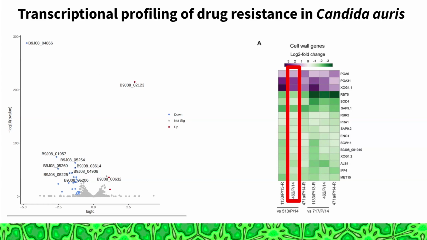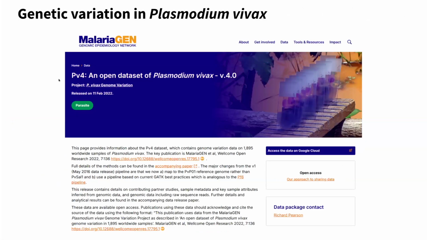Another example deals with analysis of Plasmodium vivax data. So there is this effort called MalariaGEN, and it deals at this point with two Plasmodium species, with Falciparum and with Vivax.